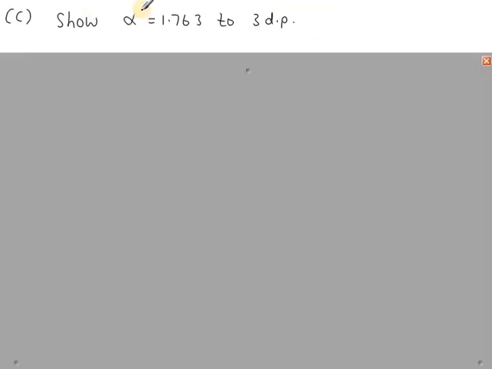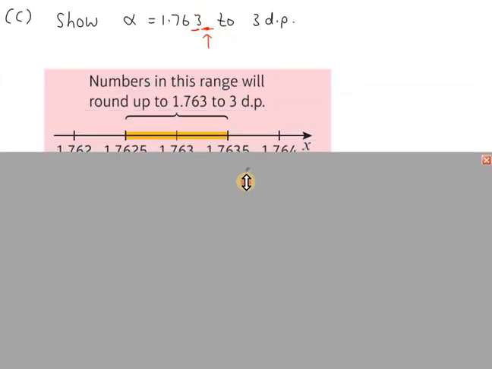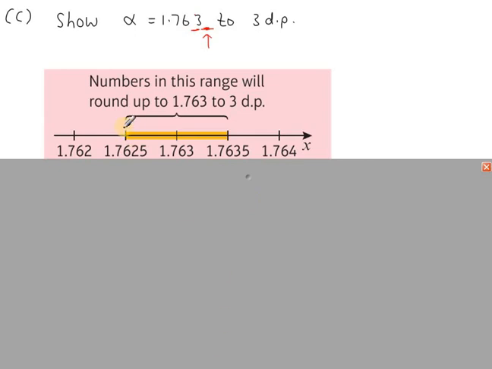Okay, part C, we have to show that alpha, the solution to our equation, is 1.763 to 3 decimal places. So when we're rounding to 3 decimal places, we need to consider what would be here for the 4th decimal place. Okay, so we're going to look at these two digits. So anything from 1.7625 all the way up to, but not including, 1.7635 will round to 1.763 to 3 decimal places. So we need to look at these digits here, and I've got these on a number line here. So anything in this interval here, any value in that interval will round to 1.763.